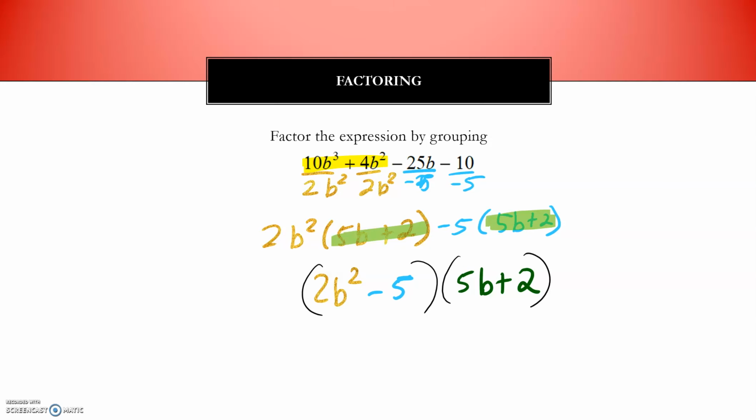So I have to divide negative 25 by a negative number, that's negative 5. And I get 5b plus 2 again. Those two parentheses match, so I've done this correctly. The two GCFs go in one parentheses, 2b squared minus 5. And then my remainder is the other parentheses, 5b plus 2.